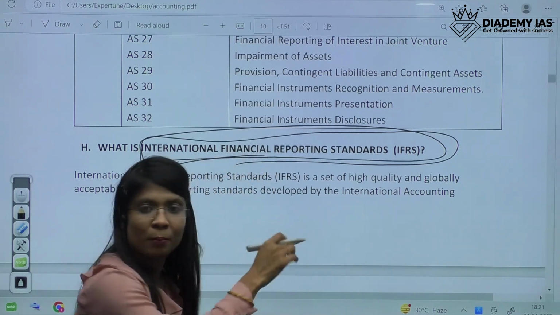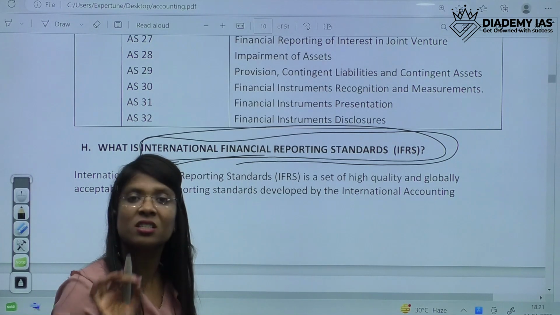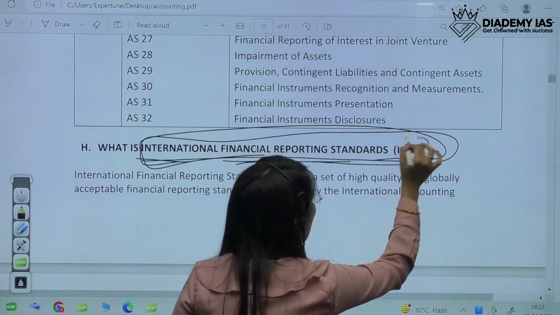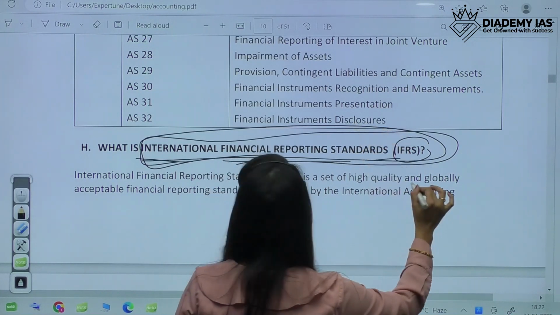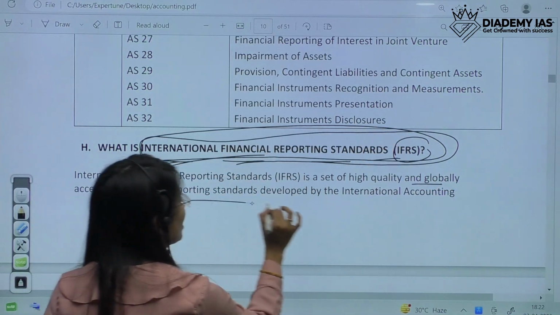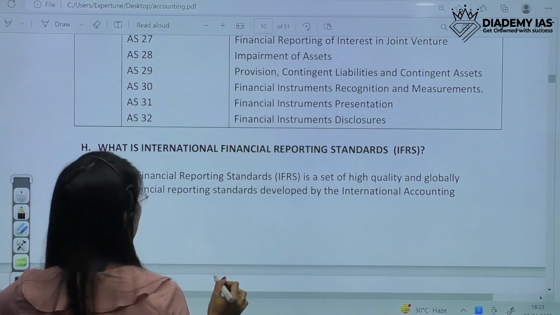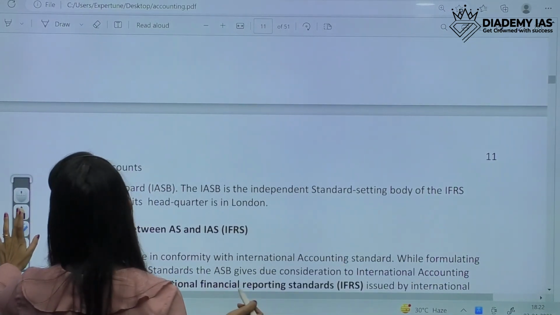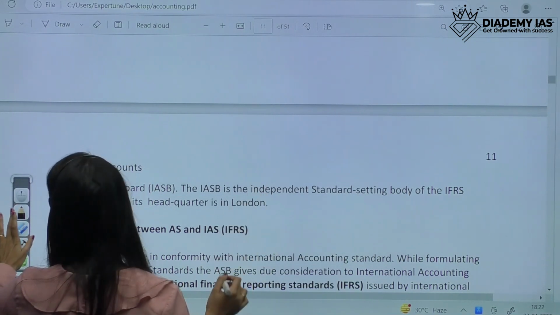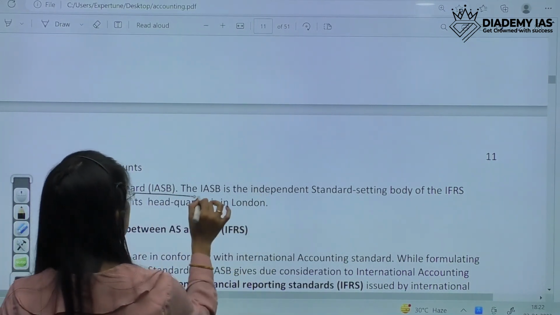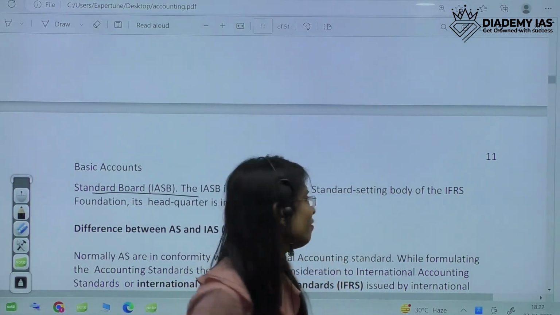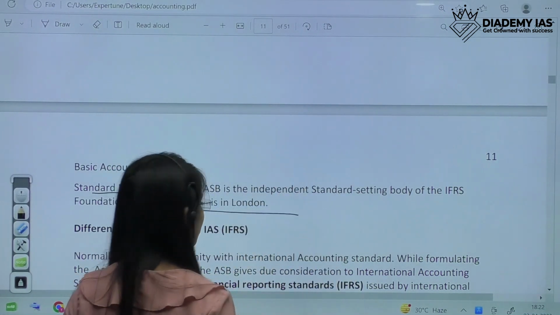So please do remember the definition of this word IFRS. This is very important: International Financial Reporting Standards, IFRS. These are globally accepted financial reporting standards, and they have been developed by the International Accounting Standards Board. Ours have been developed by the Accounting Standards Board of ICAI. The International Accounting Standards Board is an independent body, headquartered in London.